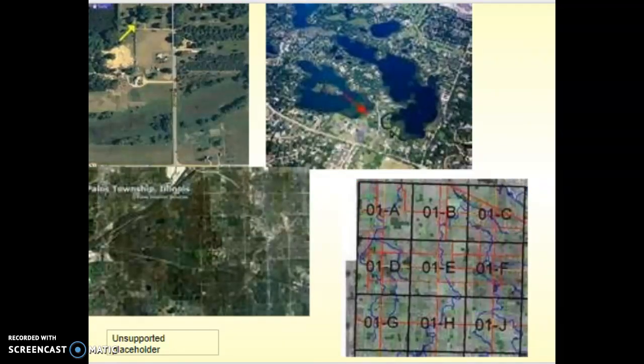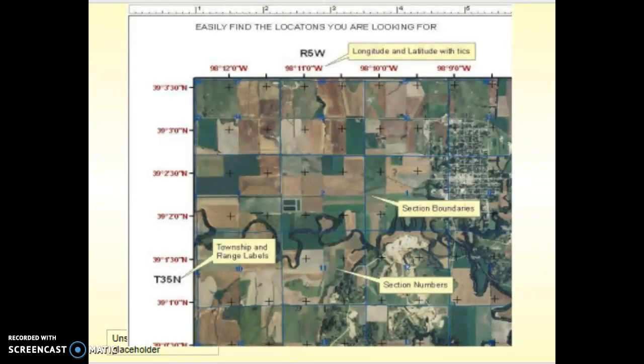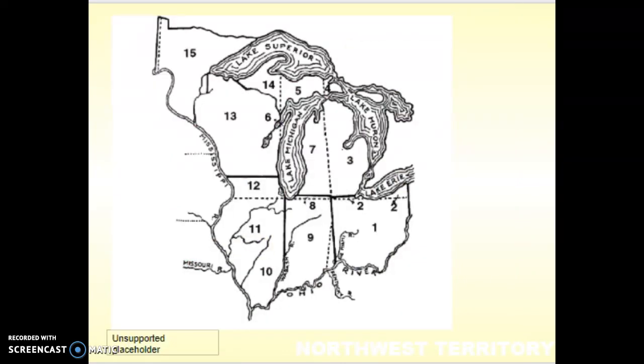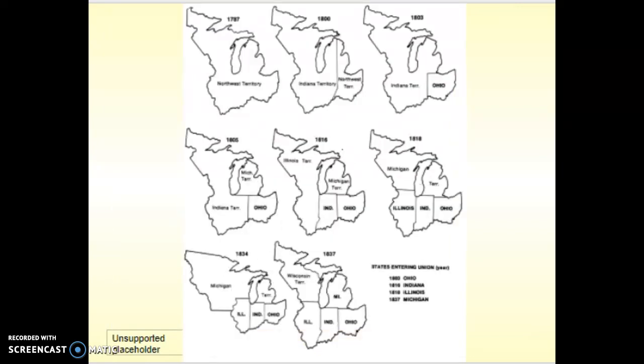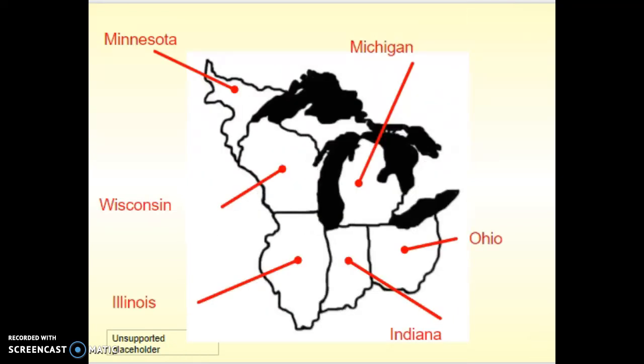Here's what it looks like to jog your memory when it's sectioned out. It's in that grid-like pattern. You can see the section boundaries and then sections within sections. So these are the new states that we got out of the Northwest Territory. And this is how they developed over the years. So as they received that population and the area, they applied to become states, which led to all those states that we have today. Illinois is super close to us.